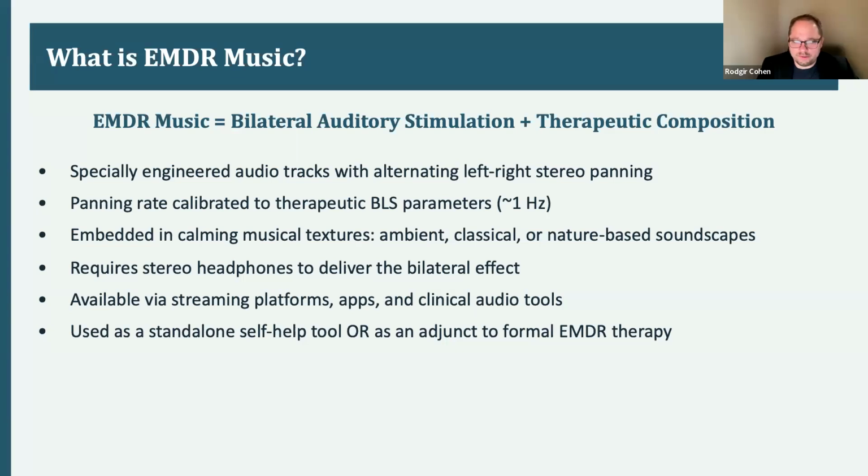And EMDR music is available through streaming platforms. You can go on Spotify and listen to it, or use other dedicated apps, clinical audio tools, etc. It can be used as a standalone self-help tool or as a session adjunct with other formal EMDR therapy techniques. So you can think of it as making a clinically validated neurological mechanism accessible to people who may never set foot in a therapist's office.